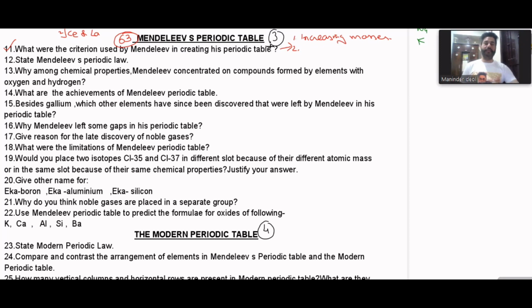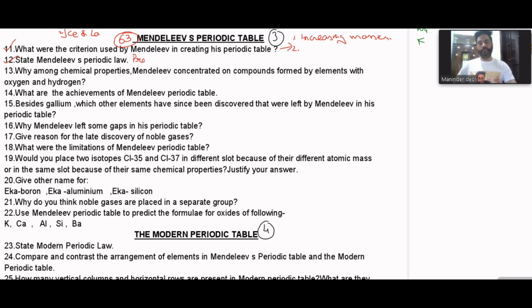Now if anyone asks you how elements are arranged in the Mendeleev periodic table, we'll say that elements are arranged in increasing order of their atomic masses. This was the criteria he selected. Now he made his periodic law also on the basis of atomic masses of the elements. So state Mendeleev's periodic law. So what is the law? His law: properties of elements are a periodic function of their atomic masses.